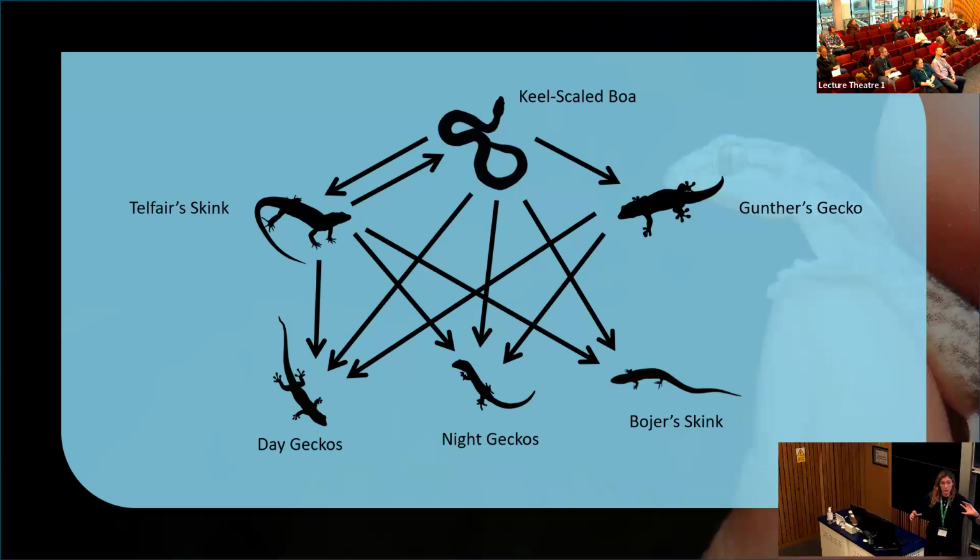But there is a 100-year plan for the restoration of Round Island, and it is fed into the government on a 5-year basis of this is what we want to achieve.